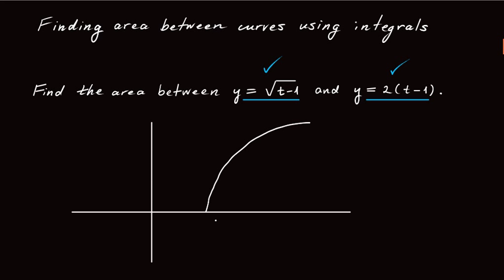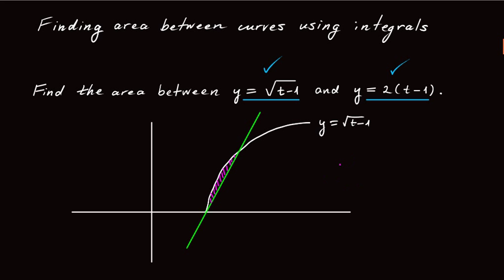Okay, that's the graph for y equals the square root of t minus 1, the first one. And if you graph the other one, well, y equals 2 times t minus 1 is just a line with slope 2. And so you end up with a graph that sort of looks like this. And what we're asking for is the area between those curves, meaning this area. That's the area bounded by the two curves.